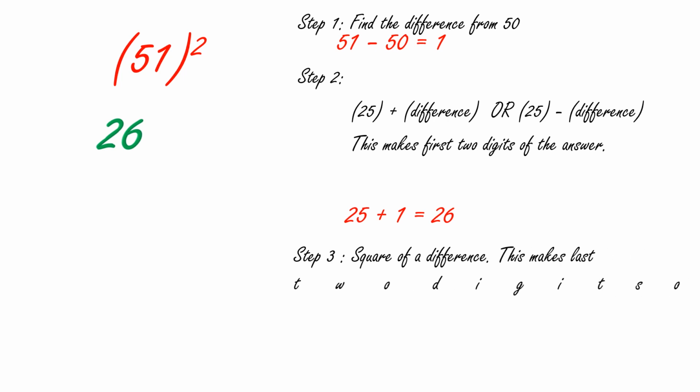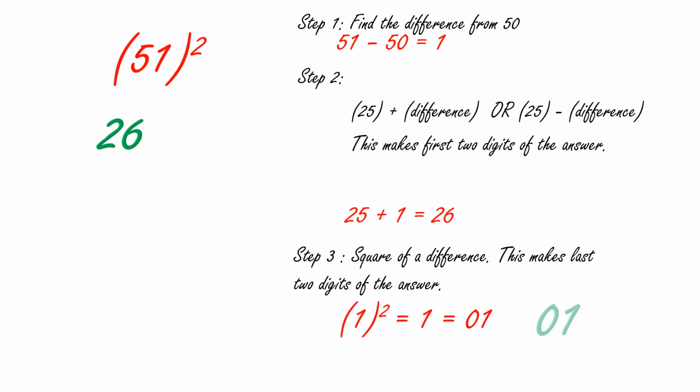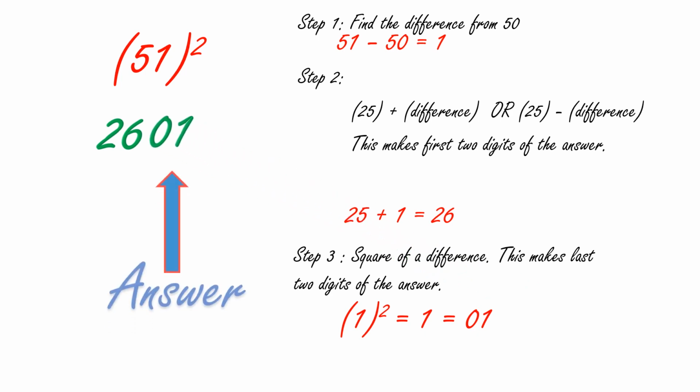Now in step 3, we have to square the difference. As step 1 gives me the difference, and that is 1, I have to square 1. It gives me 1, but I have to write it in 2 digits, so 0, 1. So I'll club 26 and 01, so my answer would be 2601.